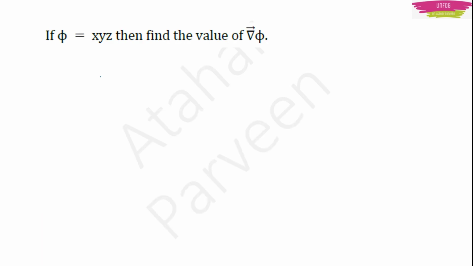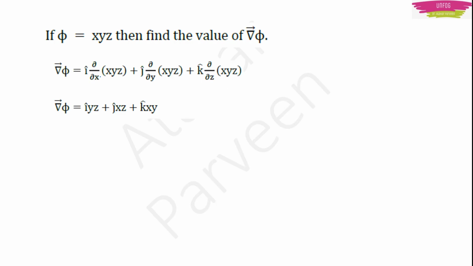For example, if phi is equal to xyz and you have to find the value of del phi, what do you do then? You take del phi and write it as i into dou by dou x of xyz plus j into dou by dou y of xyz plus k into dou by dou z of xyz. Now if you differentiate xyz with respect to x, you will have only yz, so you write yz here. Again, if you differentiate xyz with respect to y, you write xz here. You differentiate xyz with respect to z, you write xy here. Okay, this is just differentiation. I hope you all know how to differentiate.